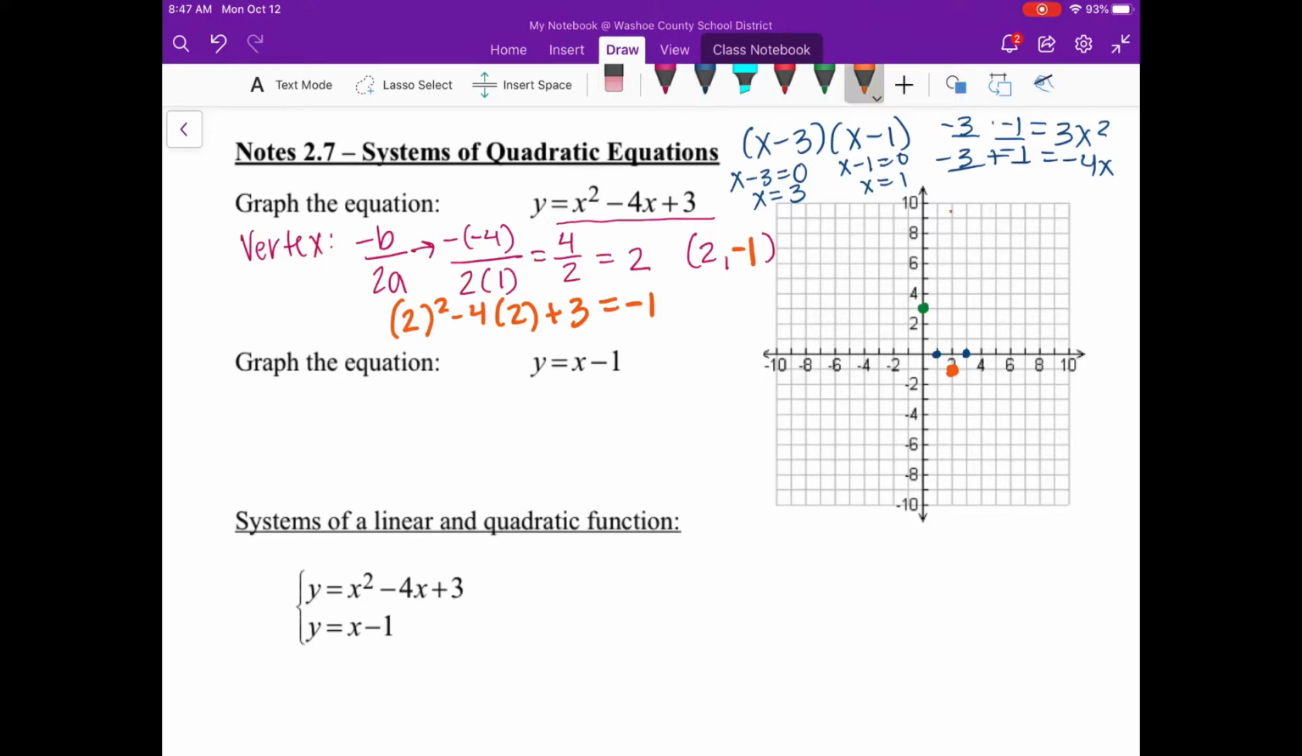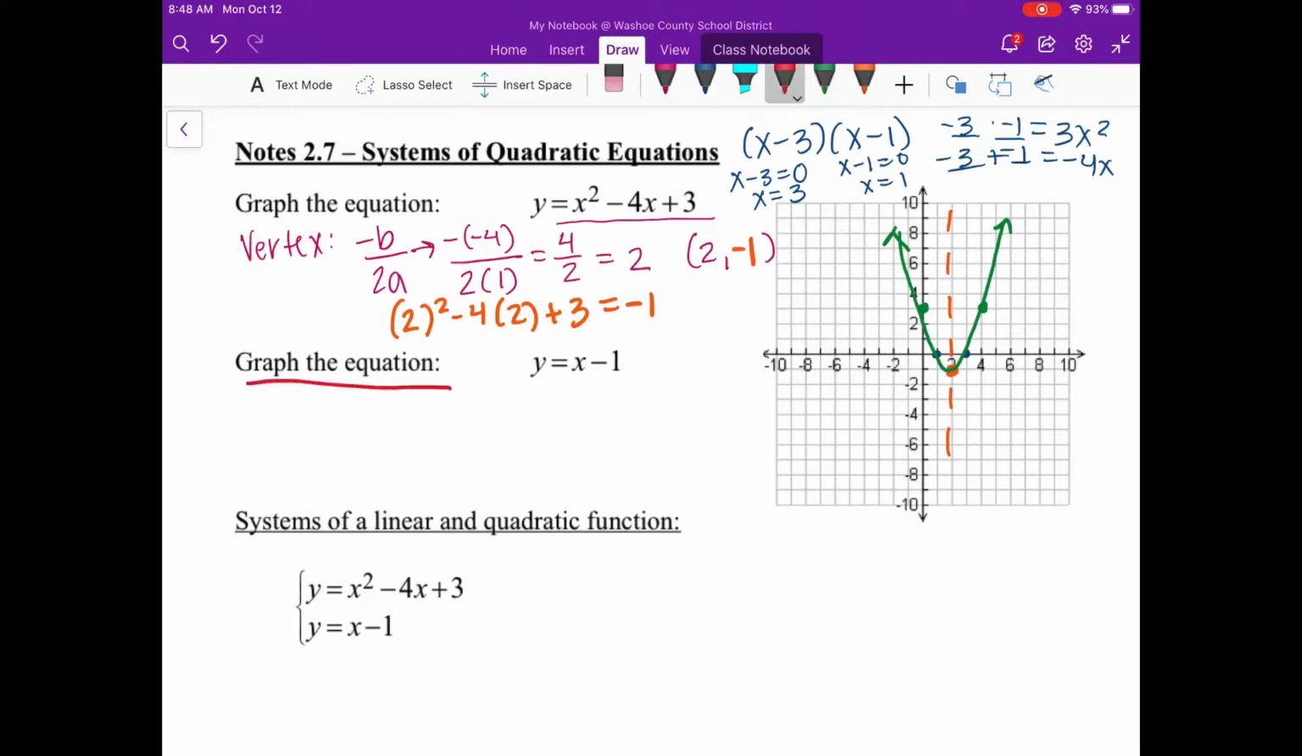I know that my axis of symmetry is going to be along my vertex. So if I really wanted to, I could add one more point by using symmetry right there. And now connect your dots. Okay, so that's how I would graph that quadratic.